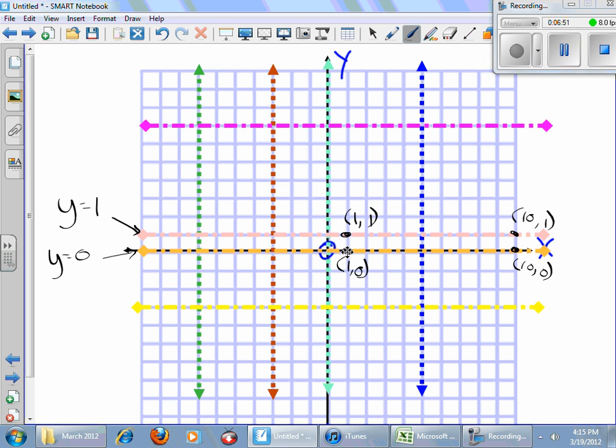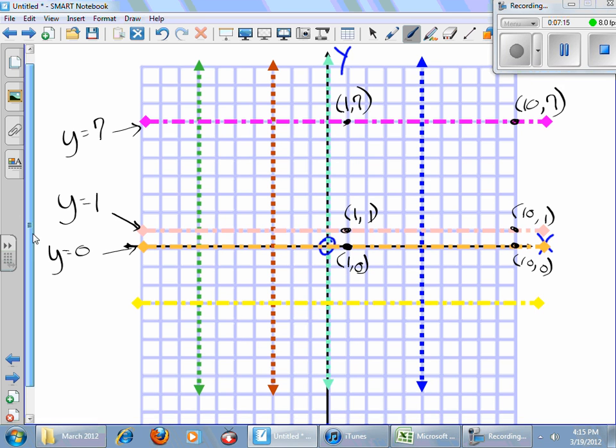All right, this magenta one up here. Let's go all the way up there. Let's see, that's 1, 2, 3, 4, 5, 6, 7. So that's the point 1, 7. All right, this would be the point 10, 7. Look at that, the 7 is repeating. This one here is the equation y equals 7.